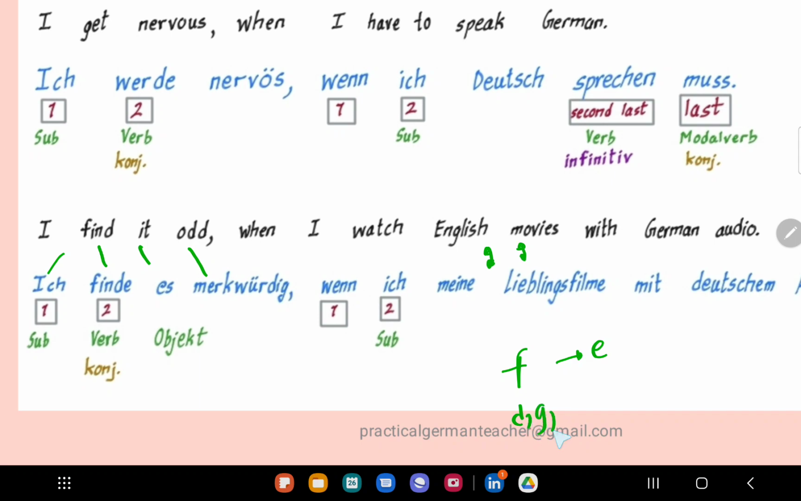For dative, genitive, plural, the adjective ending is n. And this is a simple rule to remember. And Lieblingsfilme is plural, right? So meine ending. Again, not a good example.